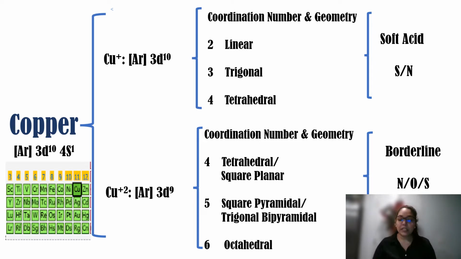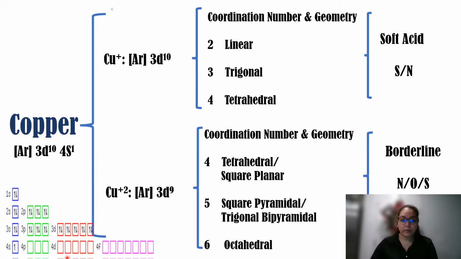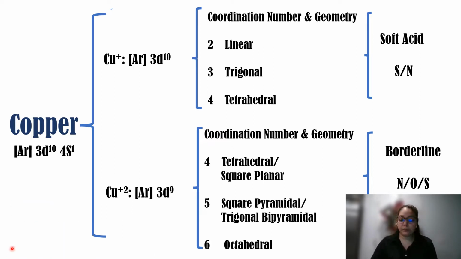Copper is part of group 11 of the periodic table along with silver and gold. Copper's atomic number is 29 and the electronic configuration is argon 3d10 4s1. If we take a closer look at the electronic configuration, we can see how all the 3d orbitals are filled with electrons, while the 4s orbital only has one, being an exception to the regular electronic configuration for transition metals.